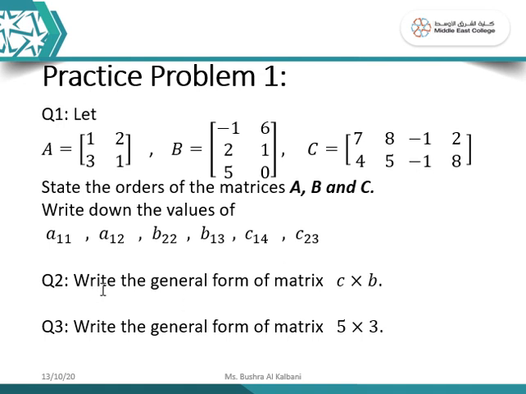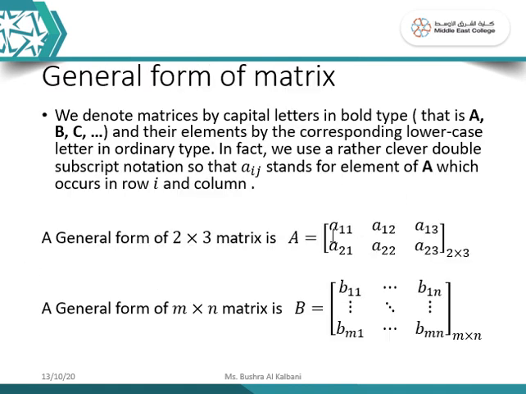Now it also asks you to write the general form of a matrix C multiplied by B. How will you write it in the general form? This will be the general form.